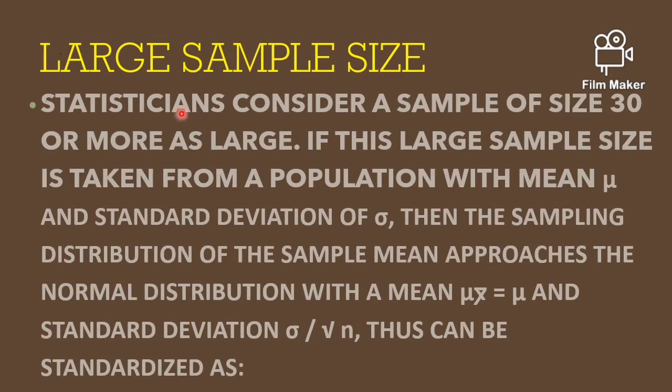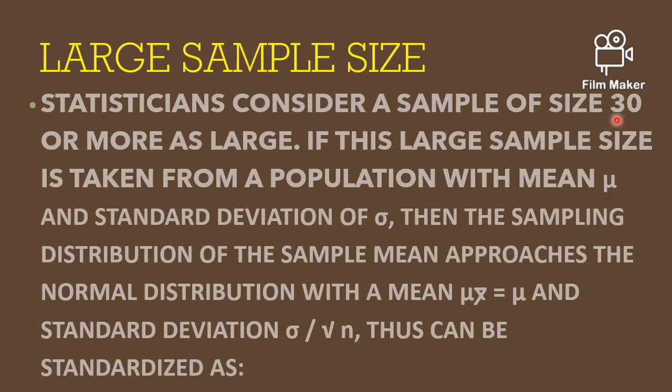Sample size. Statisticians consider a sample size of 30 or more as large. If a large sample is taken from a population with a mean and a standard deviation, then the sampling distribution of the sample mean approaches the normal distribution, with the mean or expected value equal to the population mean, and the standard deviation equal to the standard deviation divided by the square root of n, where n is the sample size. So halimbawa, ang sample size natin ay mas mataas.